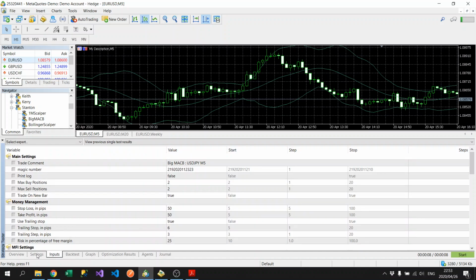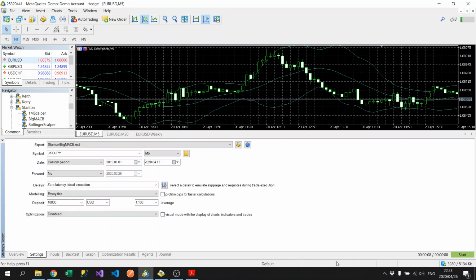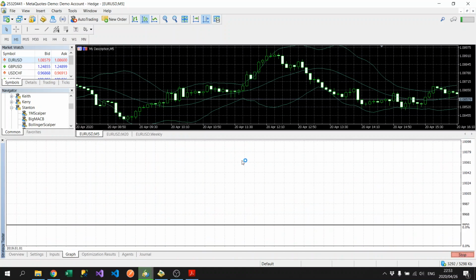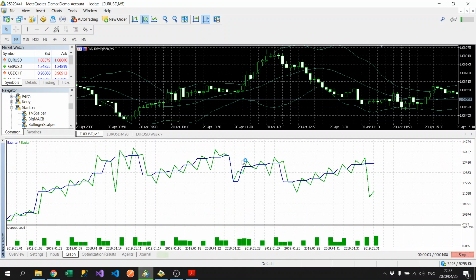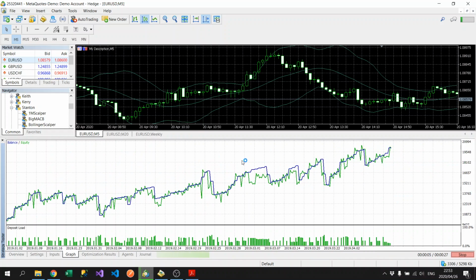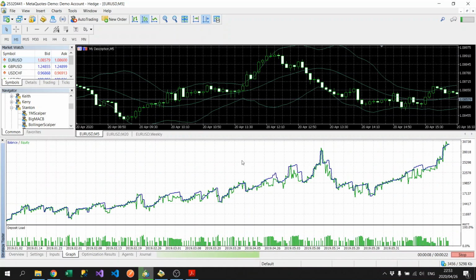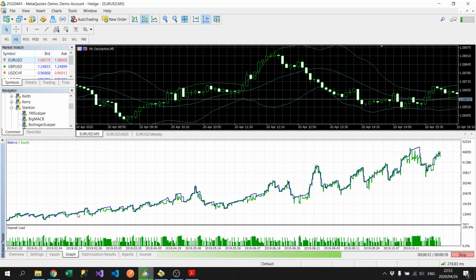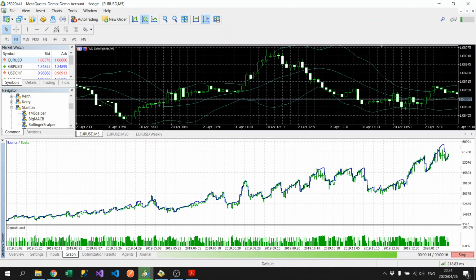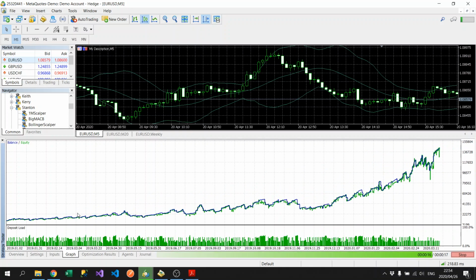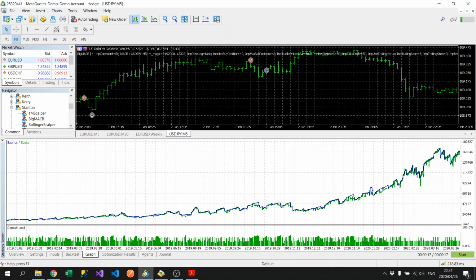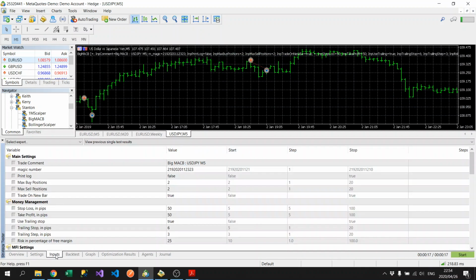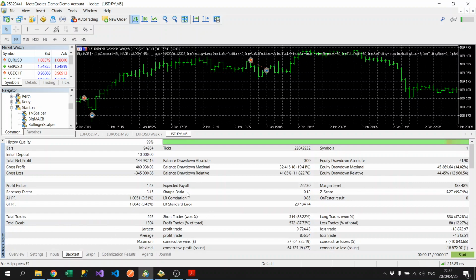Okay, so let's just run this quickly. Let's see our inputs. Let's run the back test. Let's see the graph, and let's start. Okay, so this is the US dollar JPY test. Let me just check that I'm running on the correct chart. Yes, I am.